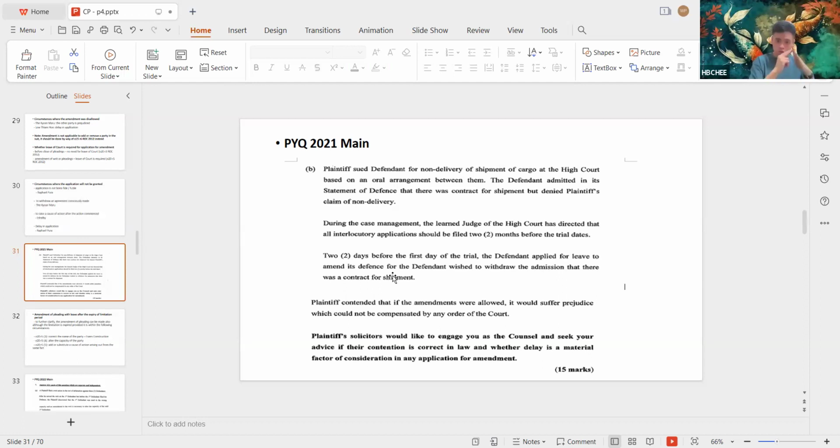Then you go on to your fifth point, which is your conclusion. Whether the contention is right. Cannot, because you're withdrawing the admission already, which means the plaintiff will be prejudiced, so unlikely the amendment is allowed. You can close the file already. That is your answer. You must include at least 4 to 5 points already for this question. Are we good?